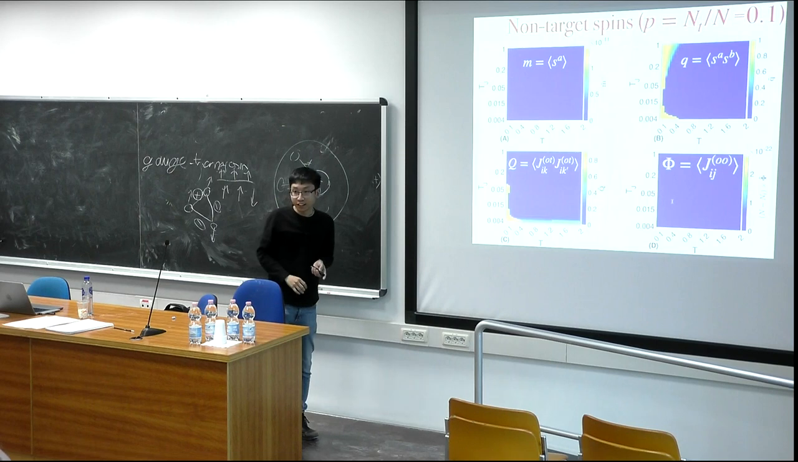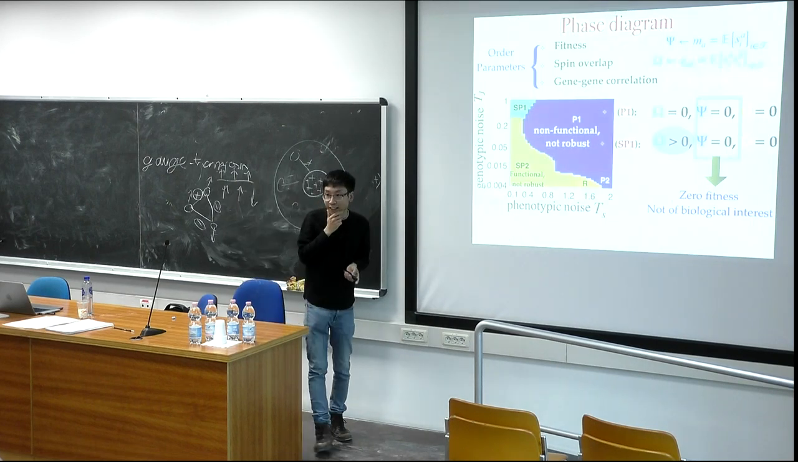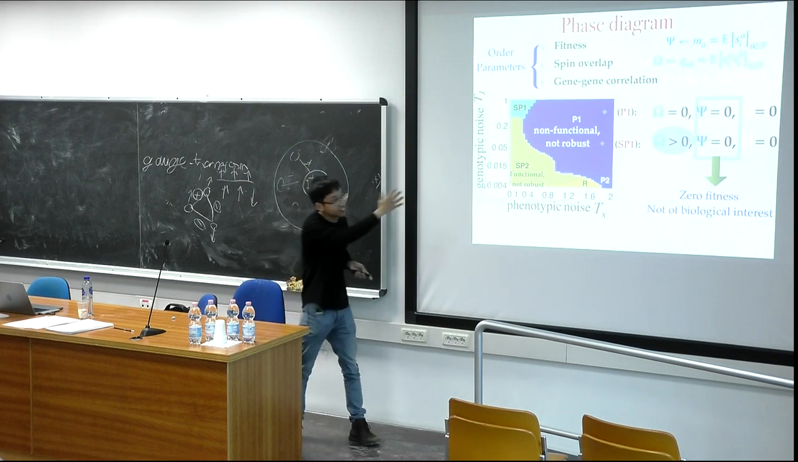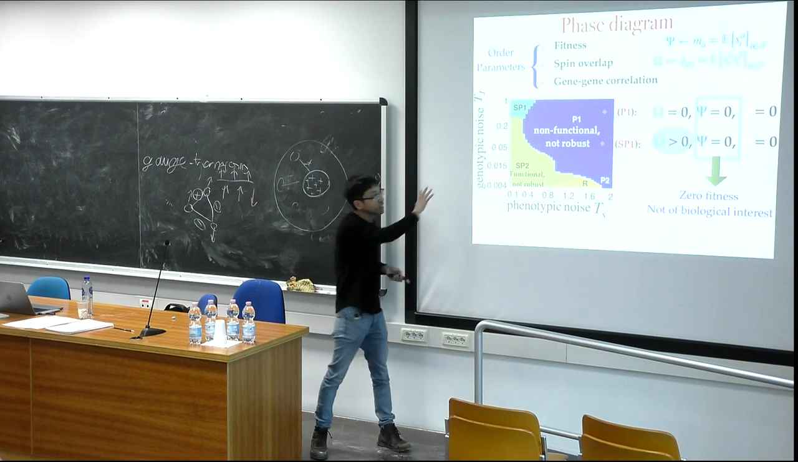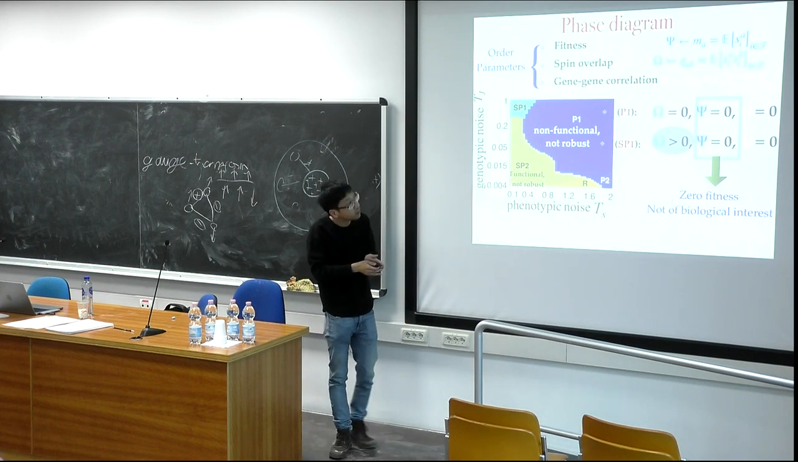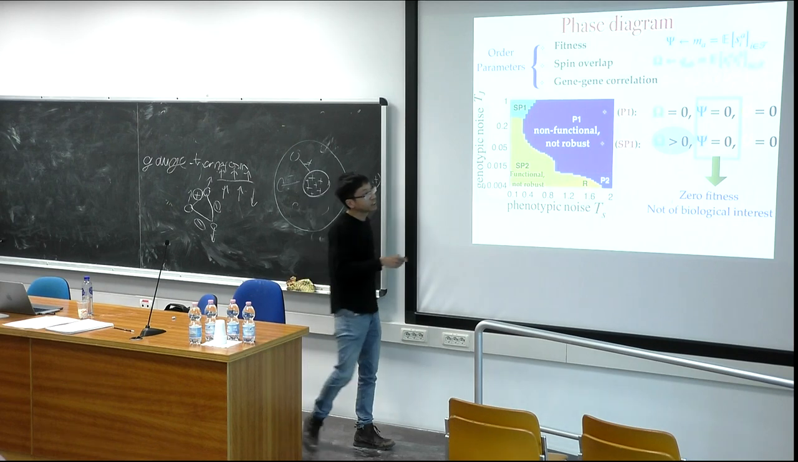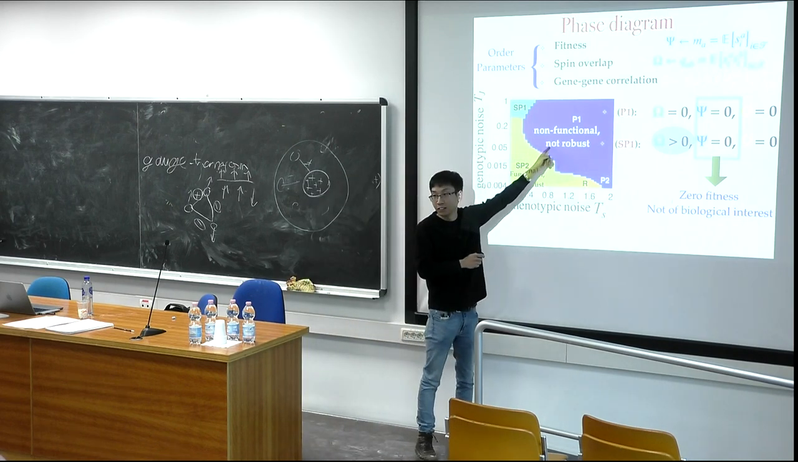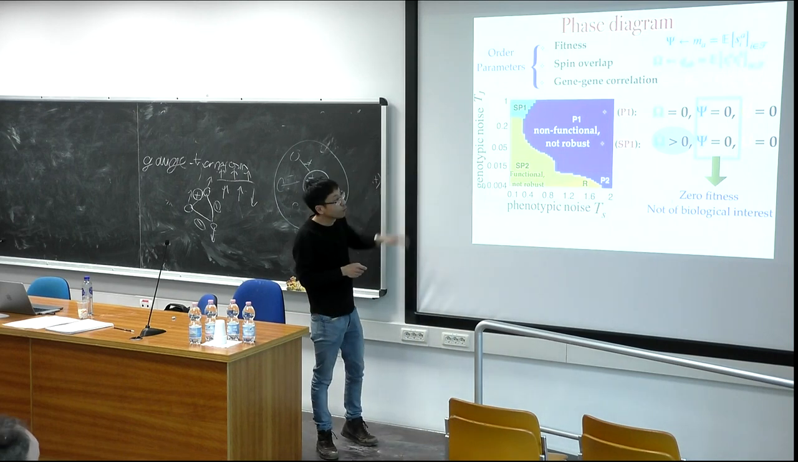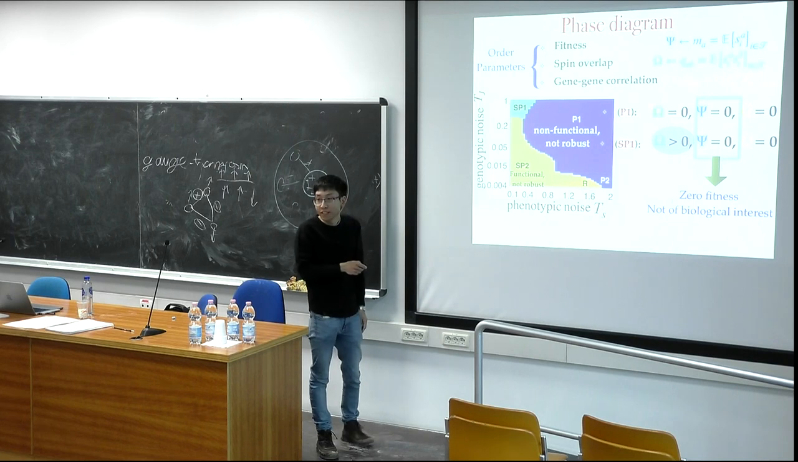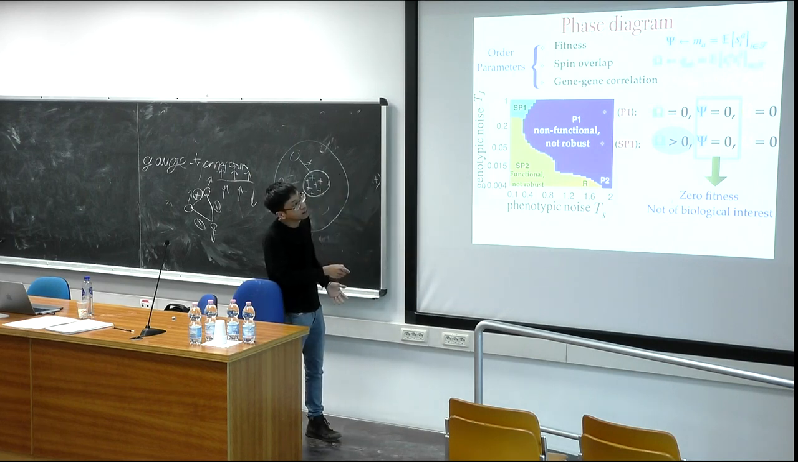And now if we combine all this information, we can plot this phase diagram. Before I go to your question, first let's focus on this phase diagram. This phase diagram has five different regions in total. Two of them are not biologically interesting, because the first one, P1 here, is the short name for paramagnetic one. In that paramagnetic phase, you have no fitness, because fitness is equal to the magnetization, right? It's zero. You have also no overlap, and you also have no gene-gene correlation. So in this P1 region, nothing interesting happens.